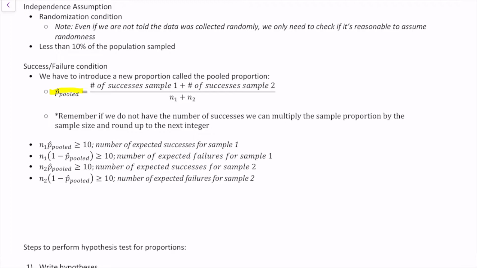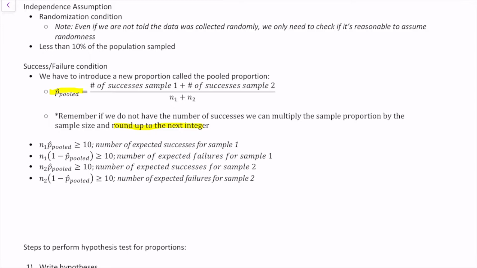So they're not telling me explicitly the number of successes. What I would do in that case is take 35%, which is 0.35, and multiply that by 200. That's how you handle situations where they don't give you the number of successes directly. You have to calculate it yourself, and remember the key is to round up to the next integer. So if you do your math, let's say I do 35% of 200, and let's say I get a number.